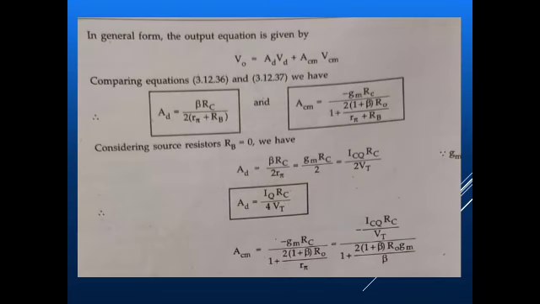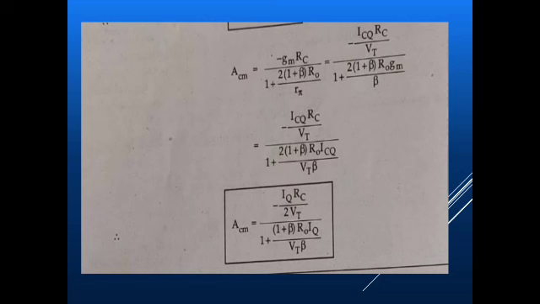From that, ACM can be given as minus Gm Rc divided by 1 plus 2 into (1 plus beta) R0 divided by R pi. That is our ACM value. Or you can write it as minus IQ into Rc divided by 2 times VT, the whole divided by 1 plus (1 plus beta) R0 IQ divided by VT by beta.